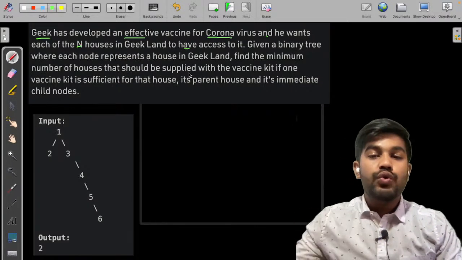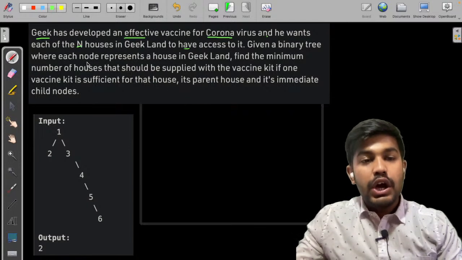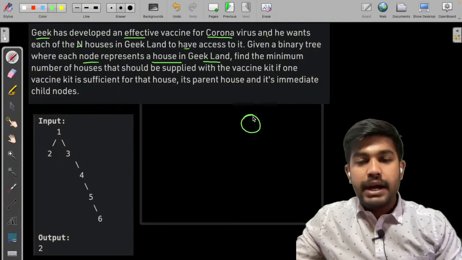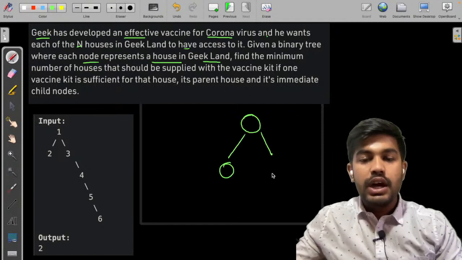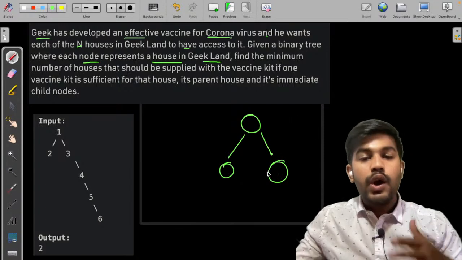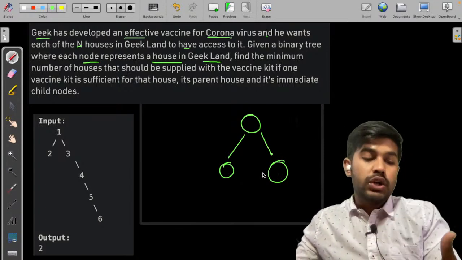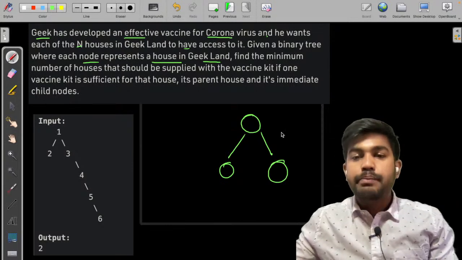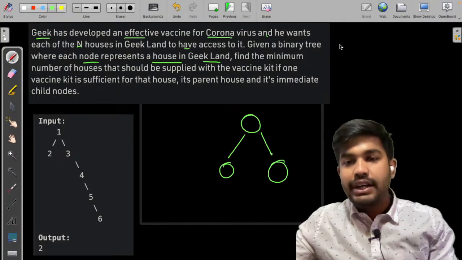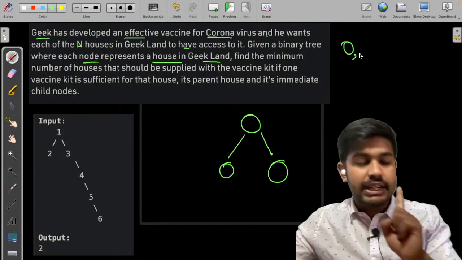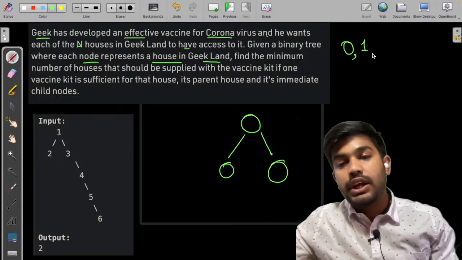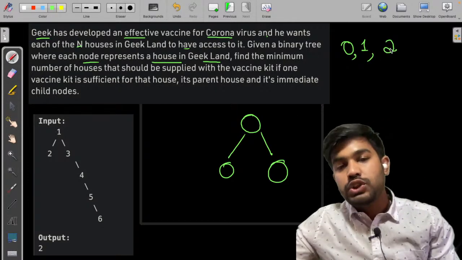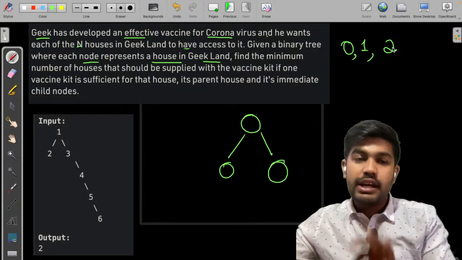Okay, so we are given a binary tree where each node represents a house in the geek land. So we are given a binary tree. Now what is a binary tree? A binary tree is a tree which has at most 2 children, that is 0, 1 or 2. So basically a particular node can have 0 children, that means it is a leaf node, can have 1 child, that means only the left or either the right. Okay, or have 2 children, that both the left and the right is present.